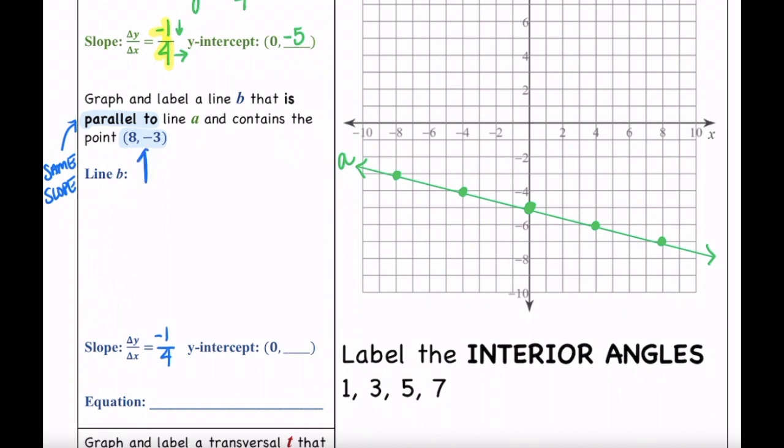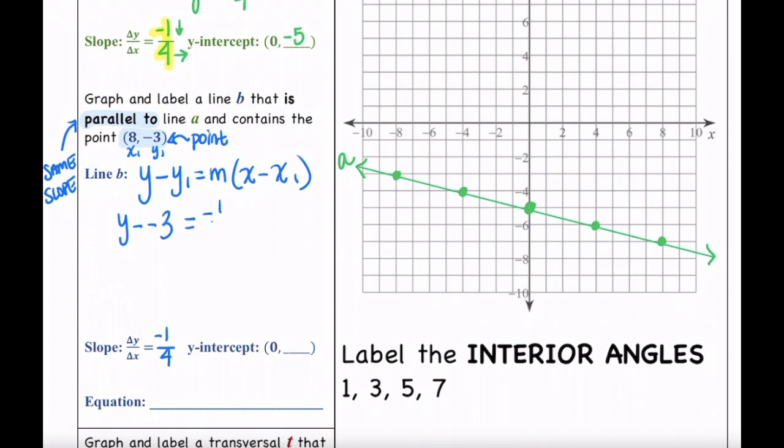But this is not the y-intercept of the line. So let's put this into a different form. If we're given a point on the line and the slope of the line, we can use what's called point-slope form: y minus y1 equals m times x minus x1. This is why this form exists. Okay, so let's fill in what we know. Our point here is (x1, y1), and our slope is m, negative 1/4. So y minus y1, which is negative 3, equals our slope, negative 1/4, times x minus 8.